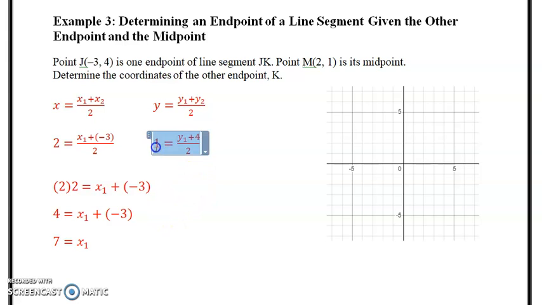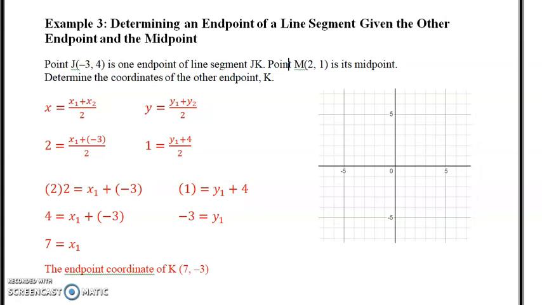Okay? Do the same thing here. So we multiply both sides by 2. So we're going to have the 2 times the 1. Yeah, a little mistake there. 2 times the 1, so that would give us obviously 2 plus 4. And then we subtract the 2 from both sides, and we get negative 2. So the end coordinate of K is 7 and negative 2.